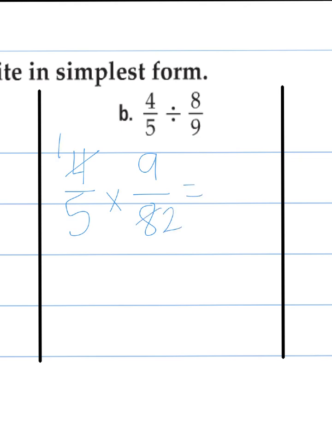1 times 9 equals 9. 5 times 2 equals 10. That can't be simplified at all, so our answer is 9/10.